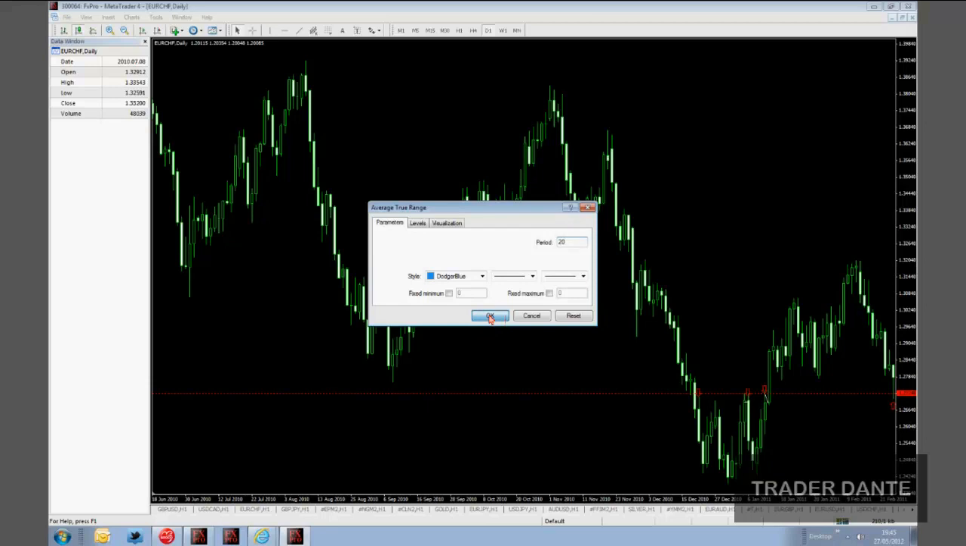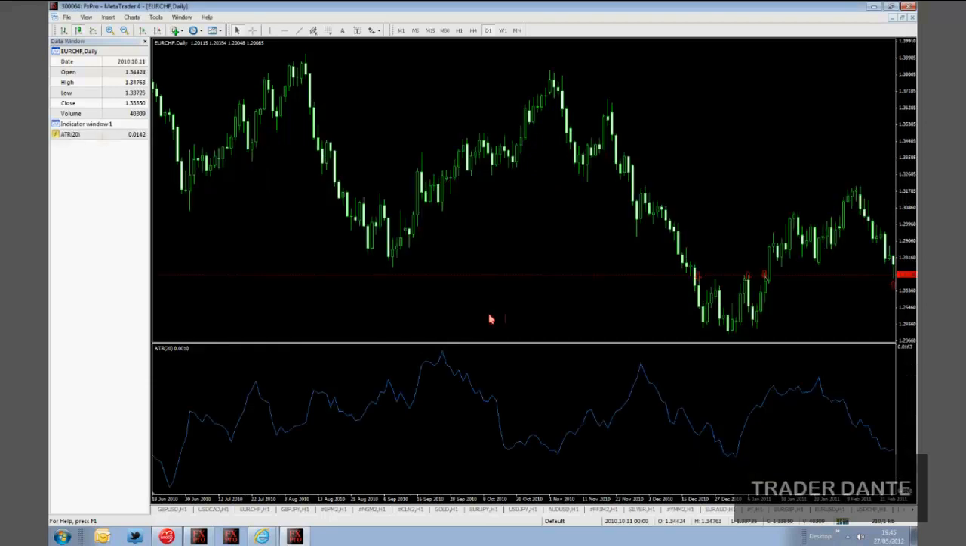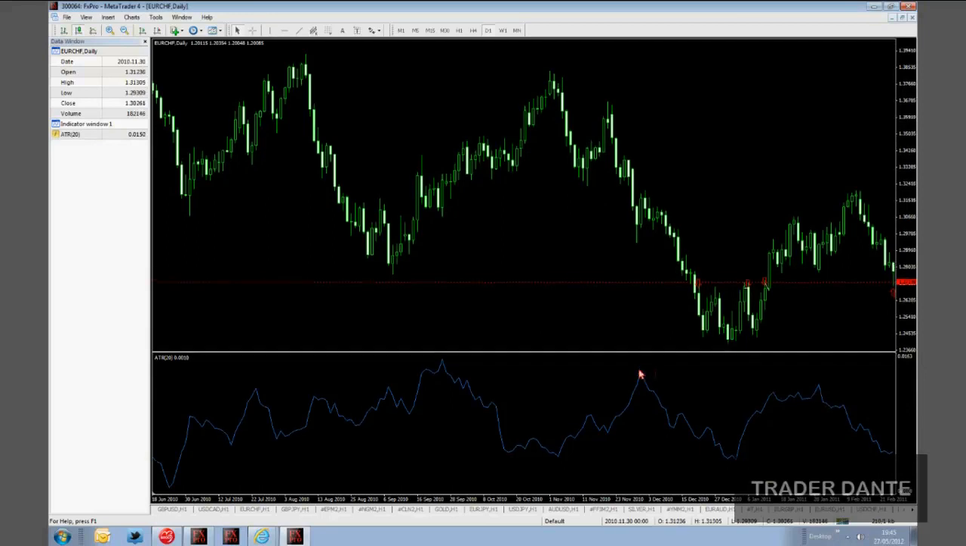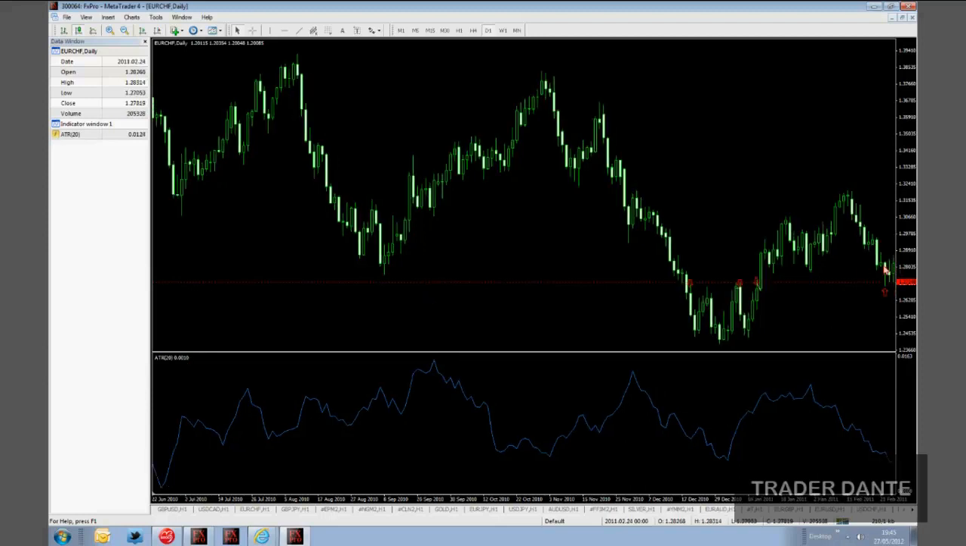And what I'm going to do is click OK, and that's going to overlay this volatility line here, which shows you whether the market's volatile or less volatile. It's going to give you a number. You can see the current ATR is 10 pips. 10 pips is what this market has been moving on average over the last 20 days. But we're concerned with the day in question when we came down to this level.